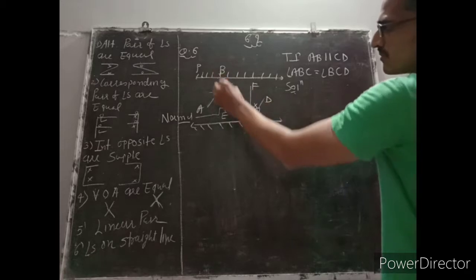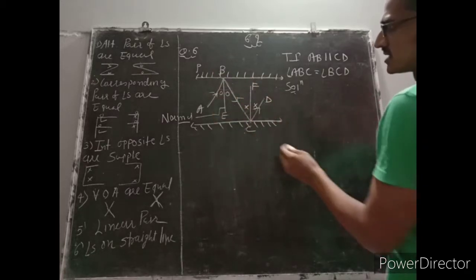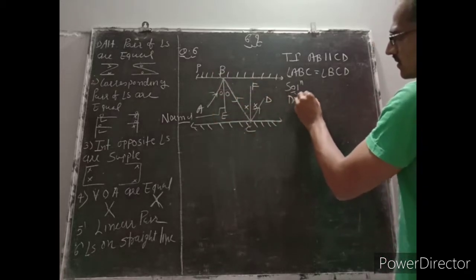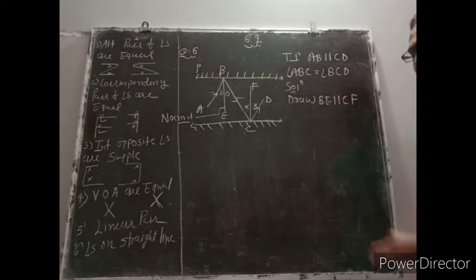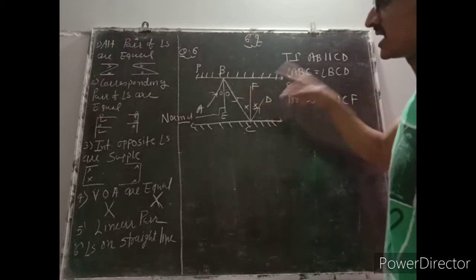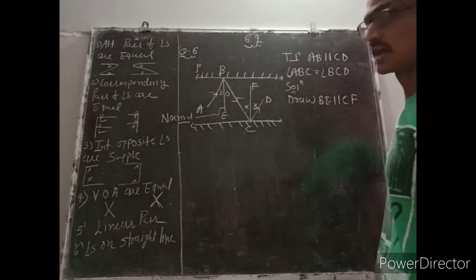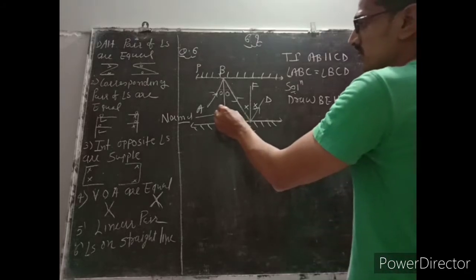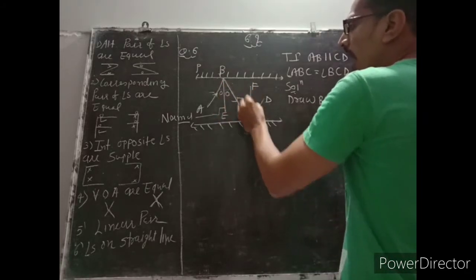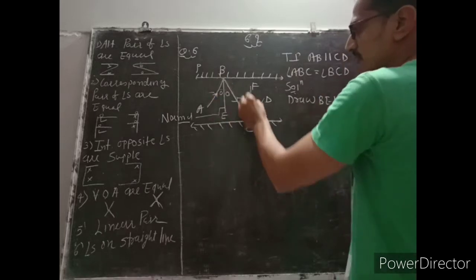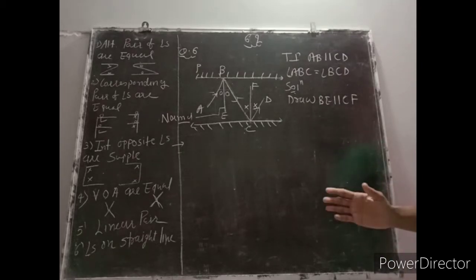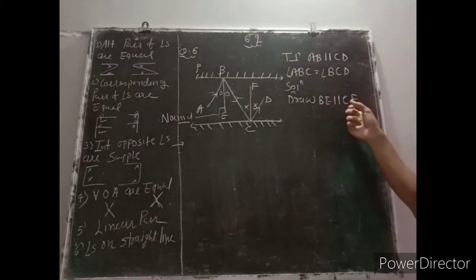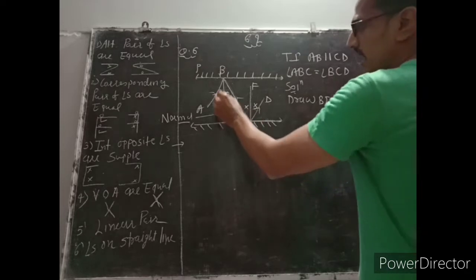First of all, I will draw the line BE parallel to CF. Draw line BE parallel to CF. Now check it out. BE is parallel to CF, right? So check it out. This Z forms. As I told you, whatever Z we are forming, it should start from the first parallel line and end at the second parallel line. So that is happening.